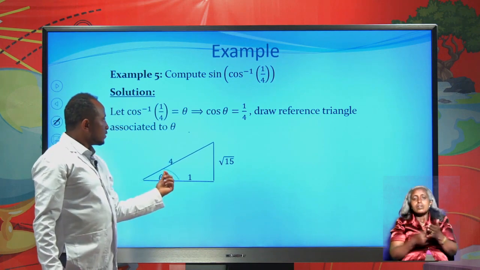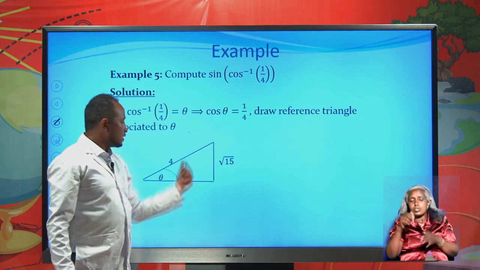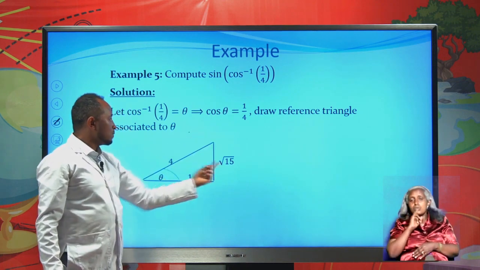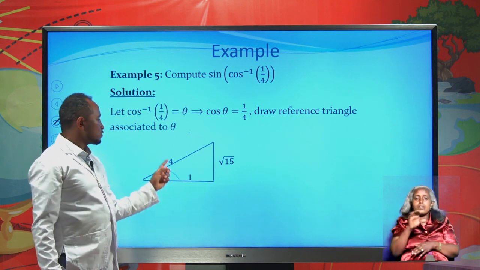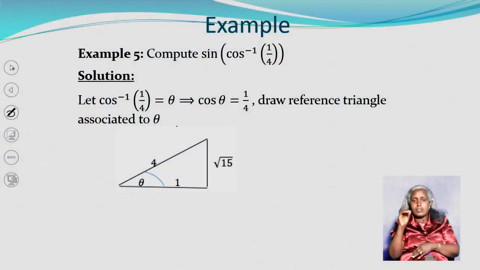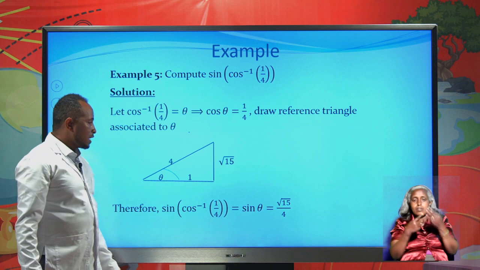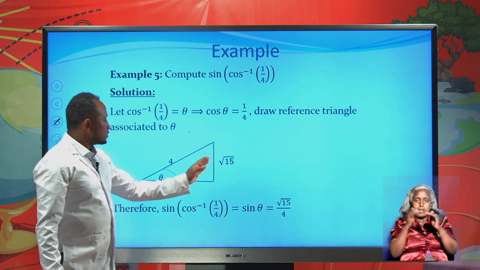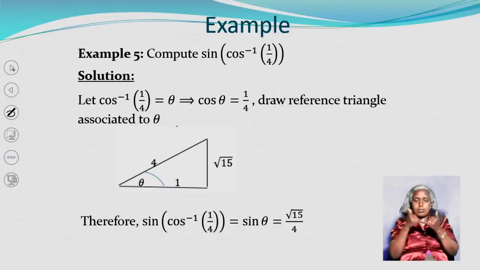You have theta here. Cos theta is adjacent over hypotenuse. So the adjacent is 1, the hypotenuse is 4. Using the Pythagorean theorem, you can find the opposite side. It is the square root of 4 squared minus 1, which is square root of 15. So from this, sine of cos inverse of 1 over 4 means sine theta. Sine theta is equal to opposite over hypotenuse. So it is root 15 divided by 4. This will be the final answer.